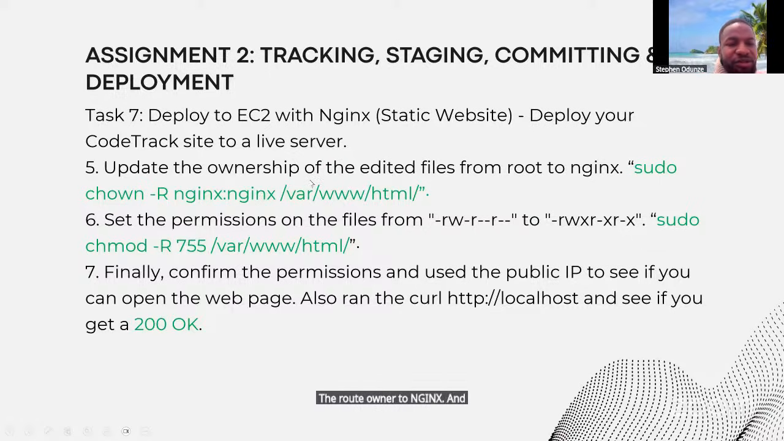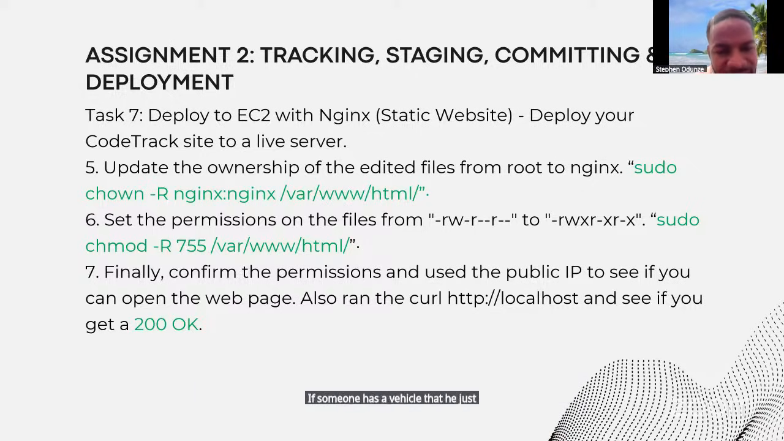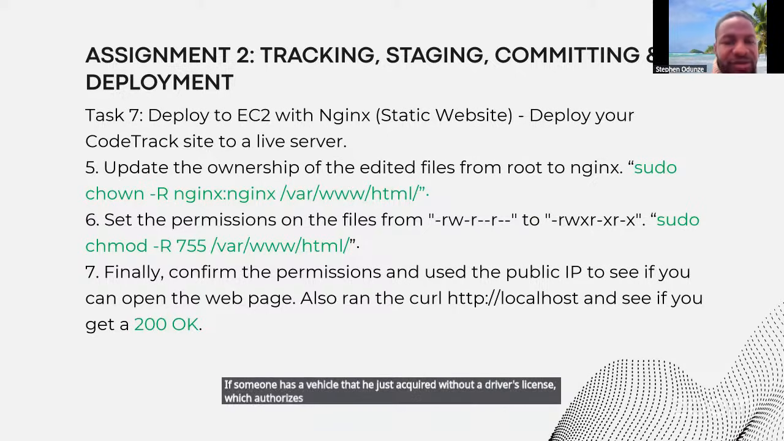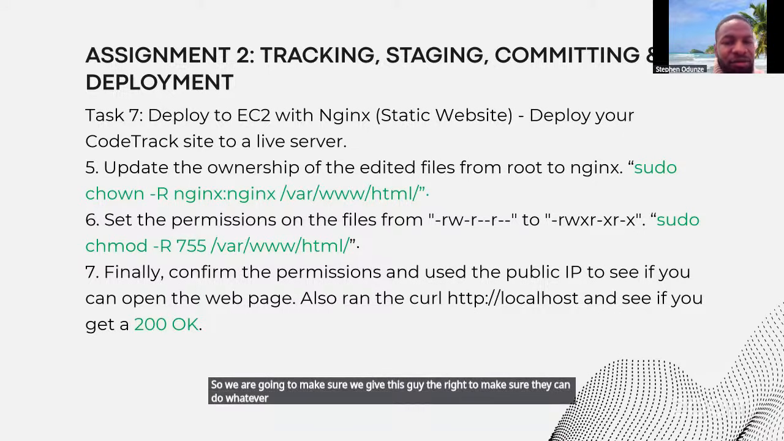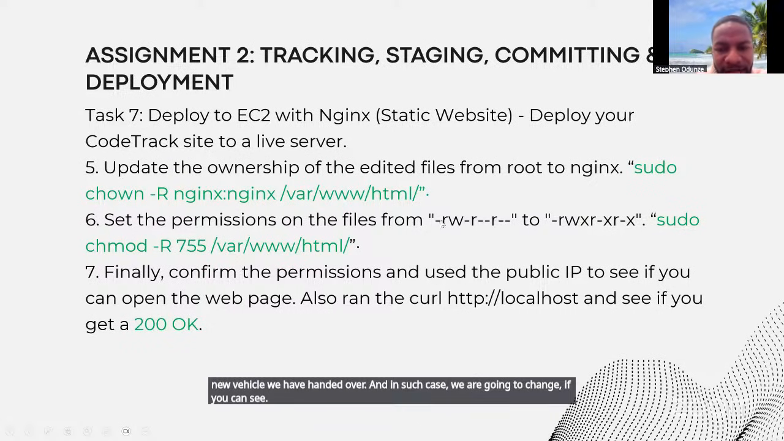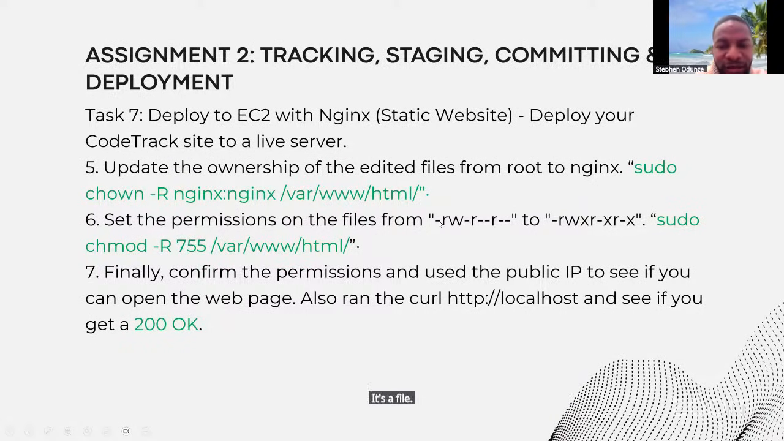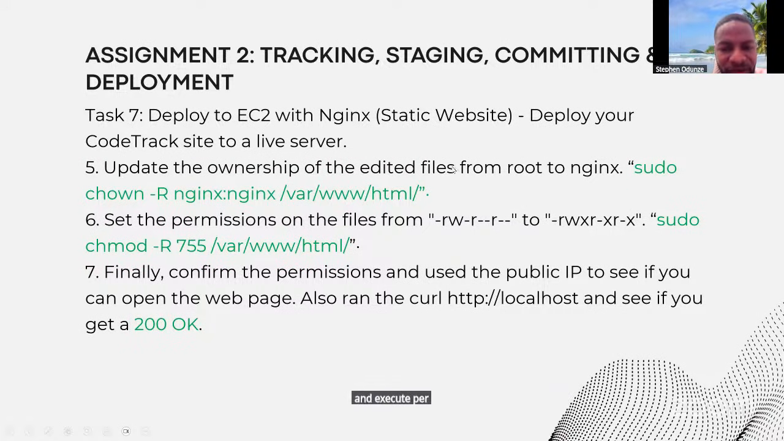And when you have done that, you need to also change the permission. If someone has a vehicle that he just acquired without a driver's license, which authorizes that person to drive that car, it's as good as just giving the person something to keep at home as a possession. So we are going to make sure we give this guy the rights to do whatever they need with this new vehicle we have handed over. In such a case, if you can see, the dash here shows it's a file. Normally, if you see a D, it's a directory. So here it's a file. We're going to change the read, write, and execute permissions for the user here.